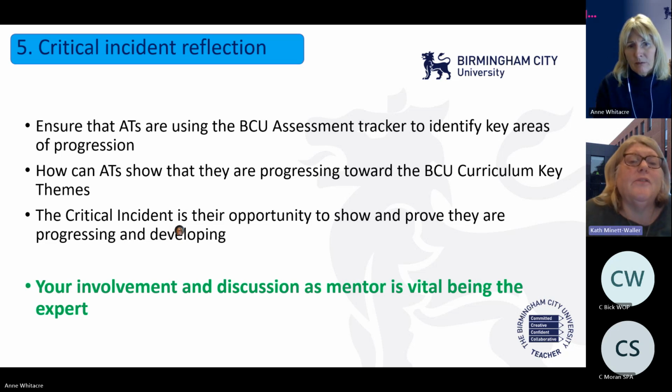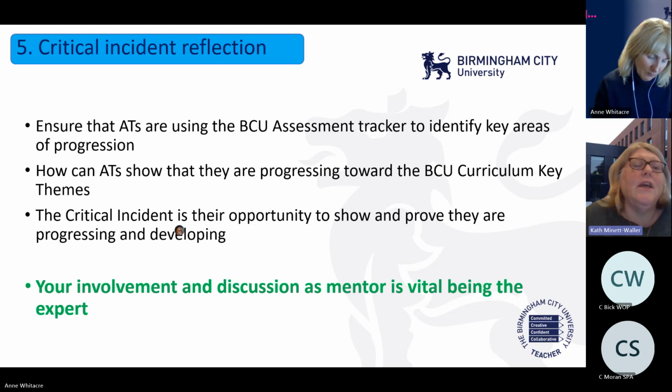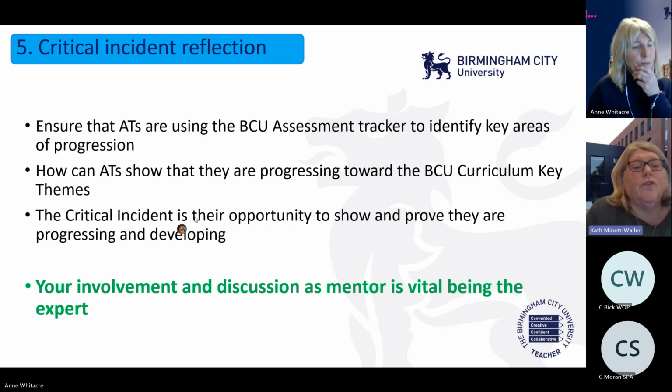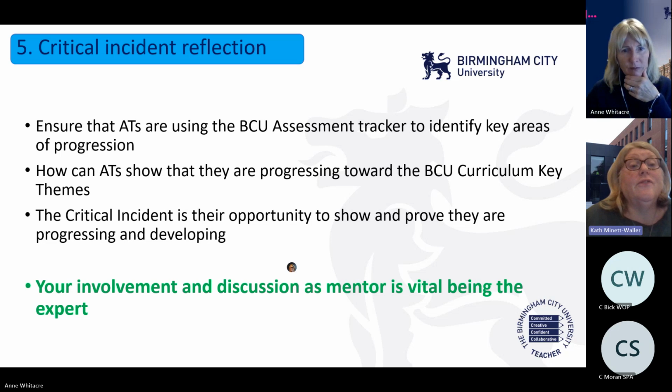So ensuring that you're using the BCU assessment tracker as well to identify those key areas for progression, and making those links with the BCU key themes, because that will show that progression towards eventually those teacher standards. And it's an opportunity for them to show and prove that they're progressing and developing as well. So giving them that confidence, but also feeling that they are making a difference. And obviously you as the mentors, your part in that is really vital. Your involvement in discussions around that is vital as the expert colleague. So perhaps identifying an area together where they can then go away and do that wider reading in order to support their practice going forward.